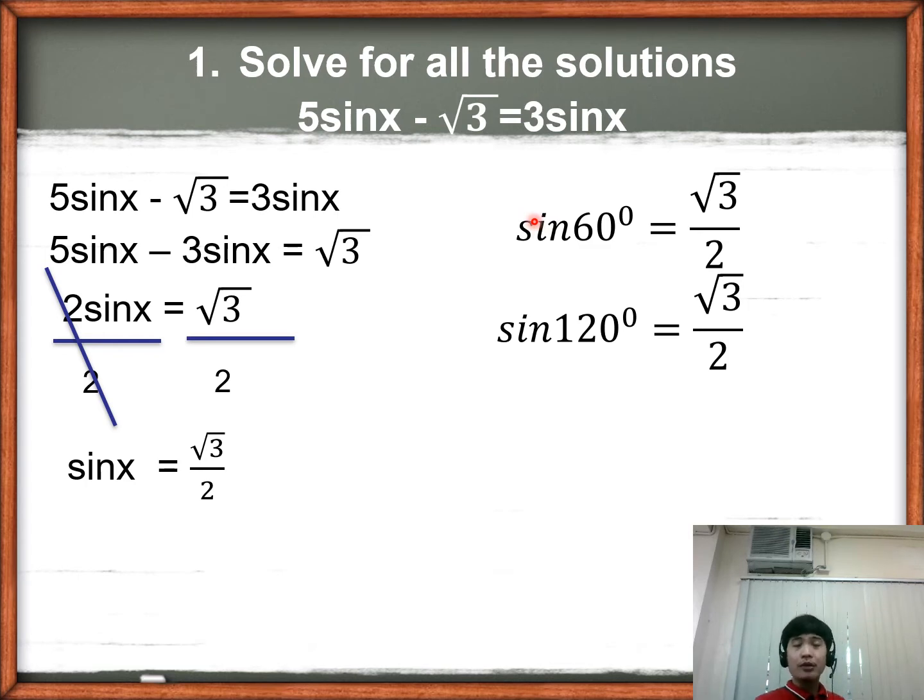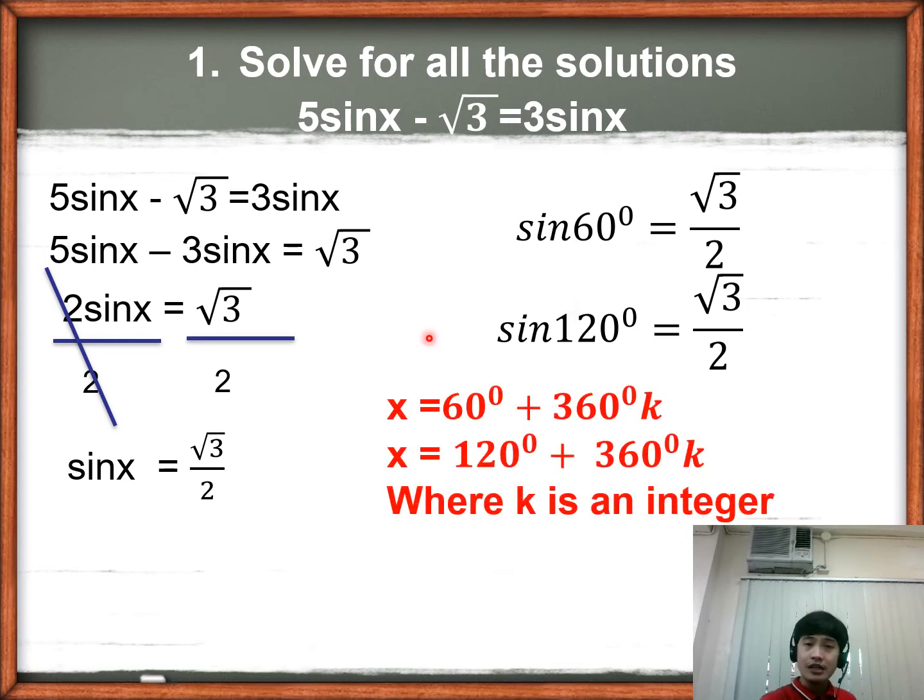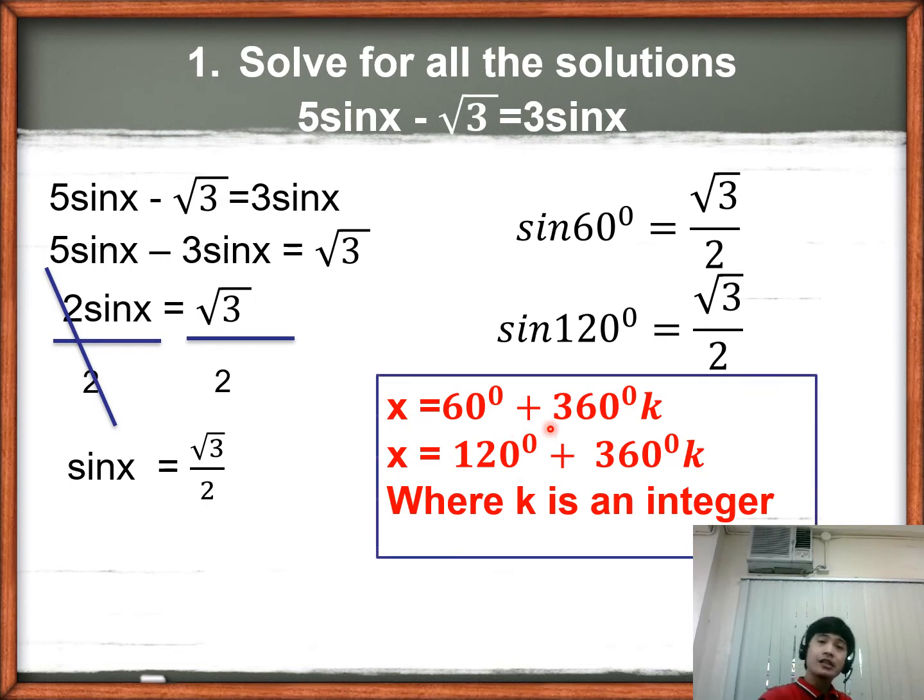This means there are angles coterminal with 60 and coterminal with 120. Let us start with 60 degrees. This particular k is an integer which pertains to the rotation. So when the angle moves from 60 degrees, in other rotations there are other values that also give sine of square root of 3 over 2. So our first is x is equal to 60 degrees plus 360 degrees k. And then, x is equal to 120 degrees plus 360 degrees k, where k is an integer.